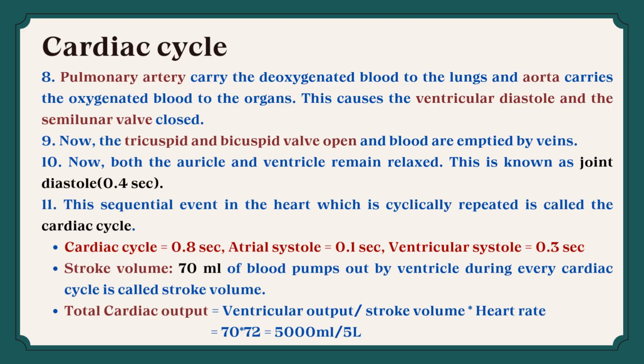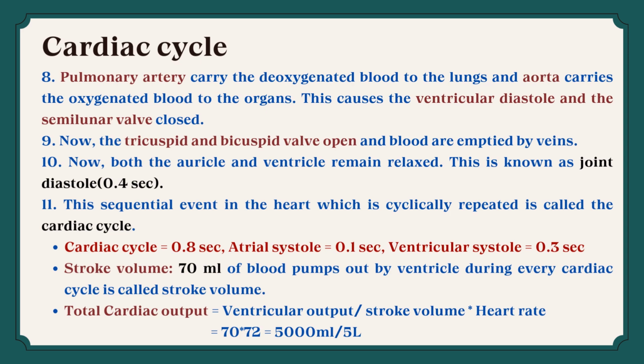This is known as ventricular diastole and causes the closure of the semilunar valve, which prevents the backflow of blood into the ventricles. As the pressure declines further, the tricuspid and bicuspid valves are pushed open by the blood from the atria. The ventricles and atria are in a relaxed position called joint diastole. The sequential event in the heart, which is cyclically repeated, is called the cardiac cycle. Totally, the duration of the cardiac cycle is 0.8 seconds. The duration of the atrial systole is 0.1 second, the duration of the ventricular systole is 0.3 second, and the joint diastole is 0.4 second.